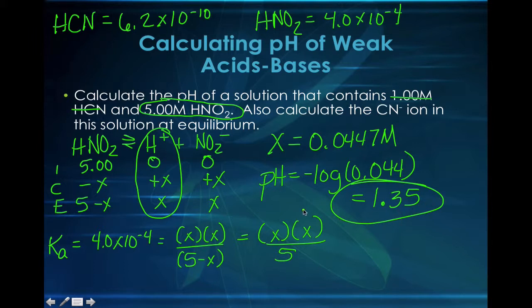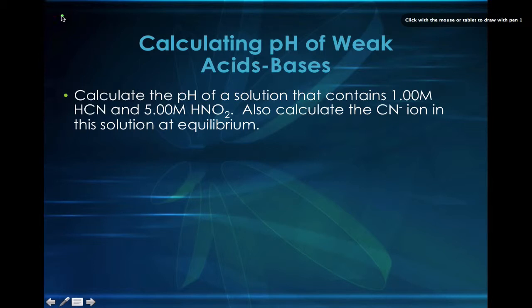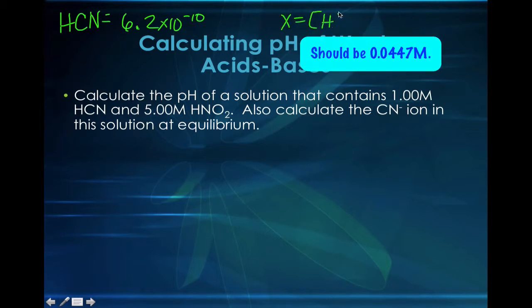All right, that is the first part of the question. The second part says, calculate the cyanide ion in the solution at equilibrium. I'm going to have to erase this, but I need to remember some of this information, so we're going to clear the screen. HCN, its Ka was 6.2 times 10 to the negative 10th. And the x which we found, which was also equal to the hydrogen ion concentration, was 0.0447 molar. Those are 2 numbers I'm going to need to calculate the second part of this question.